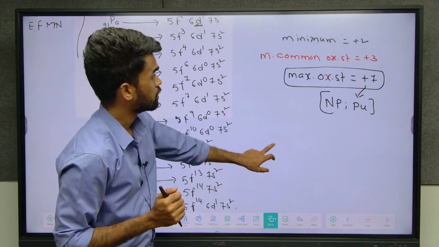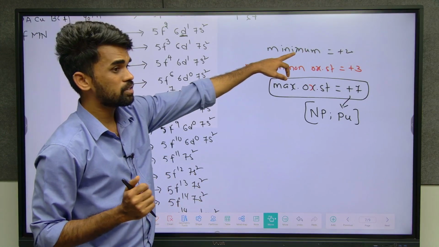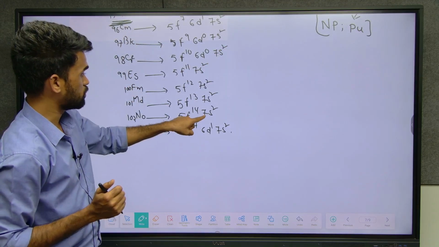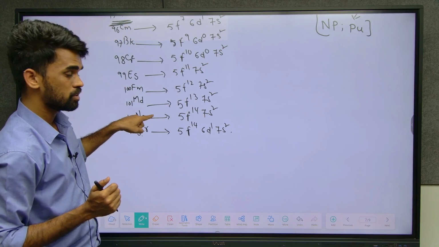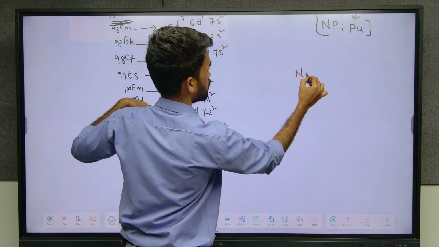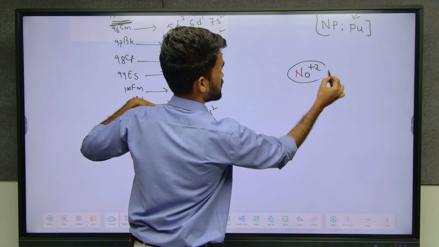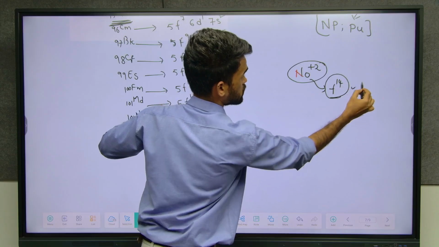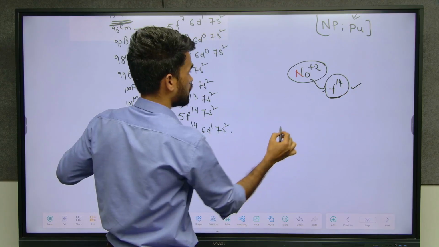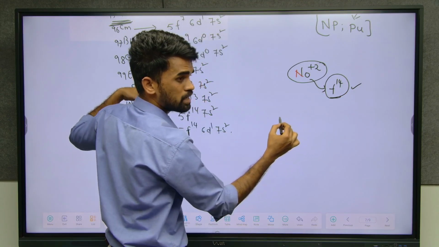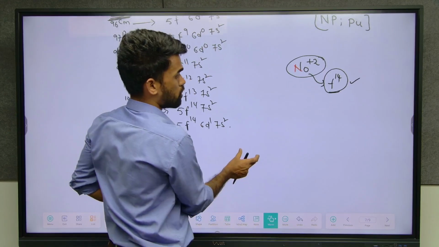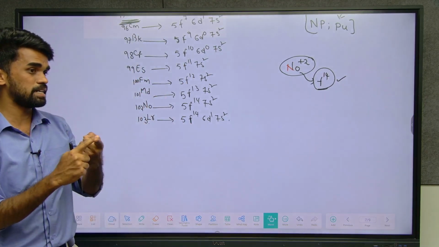Next, what is the minimum I am saying? Plus 2, who will show it here? See, I can remove these 2 electrons from nobelium. What happens? No plus 2. What is the electronic configuration it has now? 14. So that's why it can show. Okay, plus 3, all elements. All elements will show plus 3 as the common oxidation state. So the most common oxidation state for lanthanides and actinides is how much?